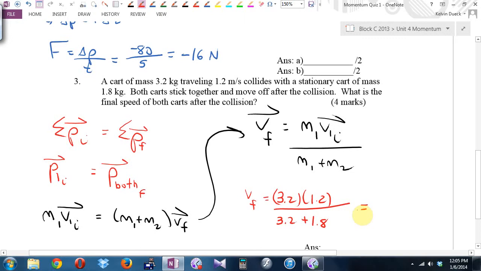You know what? I think I can do this in my head, actually, because there's a 5 on the bottom, dividing by 5. What do you get? It's going to be slower than 1.2. I know that, because the objects are going to slow down after the collision. 0.768. Anybody else?